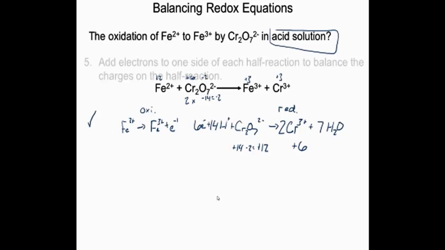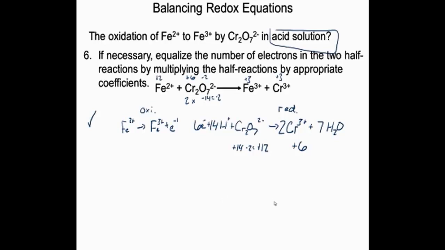So the last thing, or not the last thing, but step number 6, is if necessary, equalize the number of electrons in the 2 half reactions by multiplying the half reactions by the appropriate coefficients. So, in this half reaction I have 6 electrons. In this half reaction I only have 1 electron. So I'm really going to multiply this entire equation by 6. And just like in math, we're going to distribute the 6 to our 2 iron ions and to our electron. So this will become 6 Fe2+ yields 6 Fe3+ plus 6 electrons.